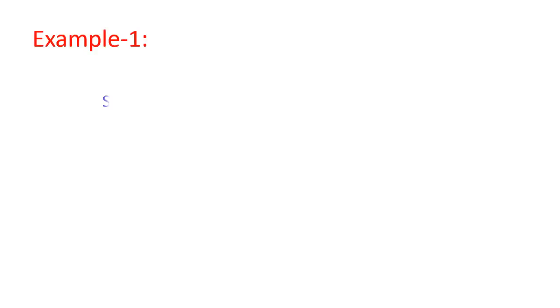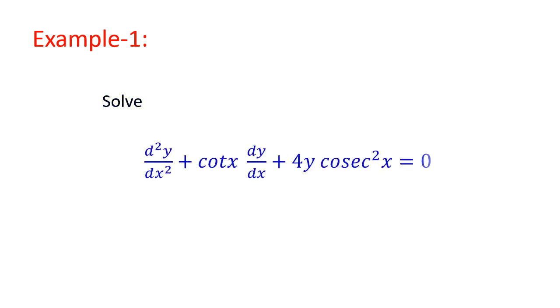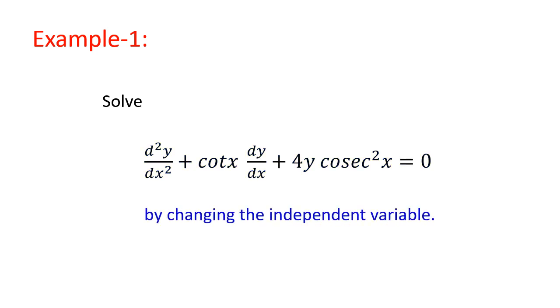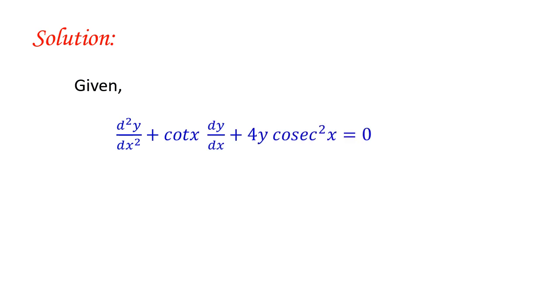Now we shall consider an example. Solve d²y/dx² + cot x dy/dx + 4y cosec²x = 0 by changing the independent variable. So consider the given equation, d²y/dx² + cot x dy/dx + 4y cosec²x = 0.